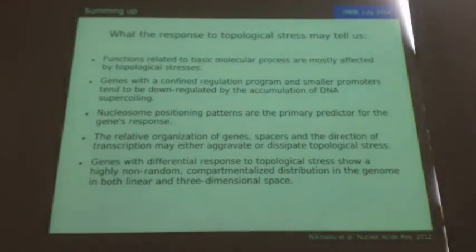There are genes that have a confined regulation pattern. They have smaller promoters, very well positioned nucleosomes, and these are the ones that are more dependent on the effect of topological supercoiling. Last but not least, there is a very clear tendency of the relative organization of genes in linear space. So the way genes are put next to each other may have a very severe effect on the way the cell, the nucleus, can relieve topological stress.